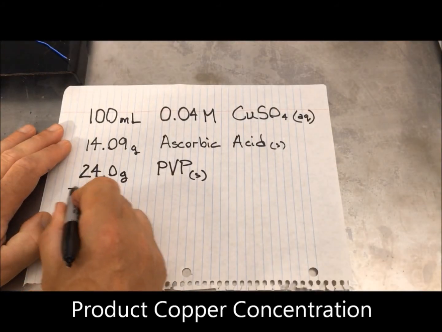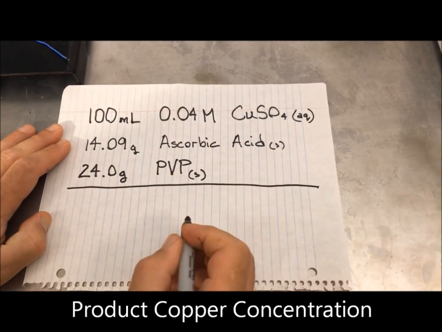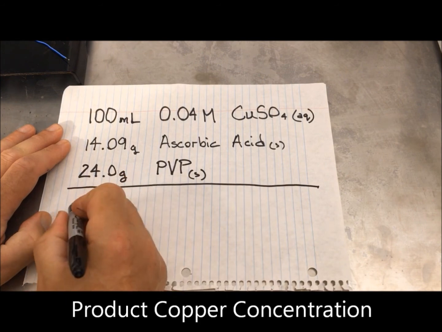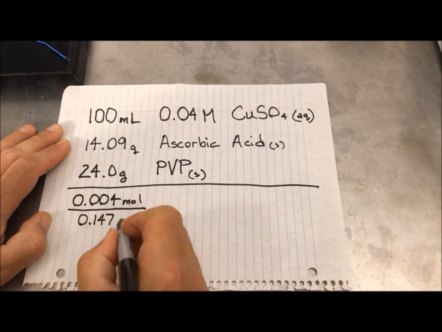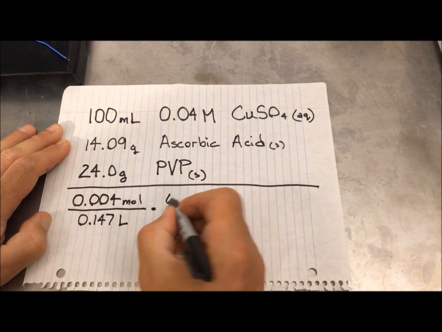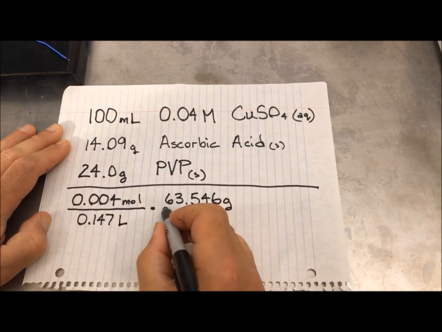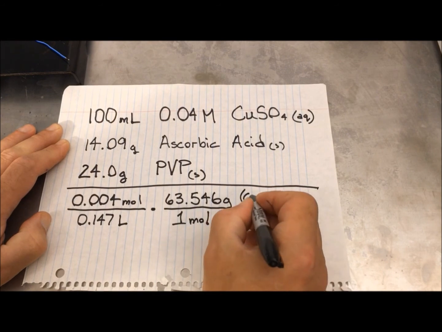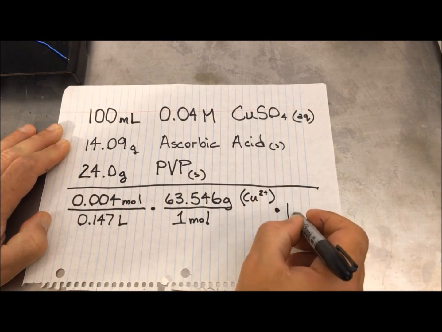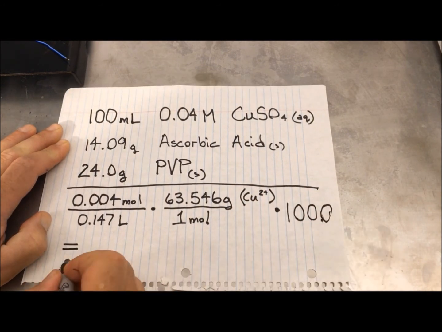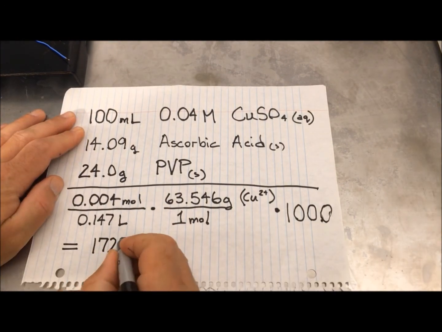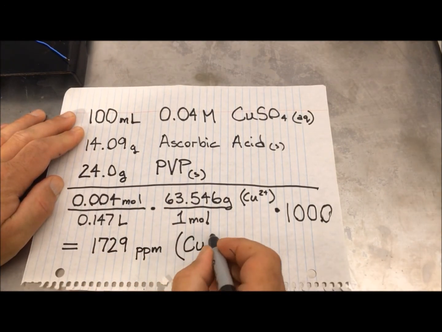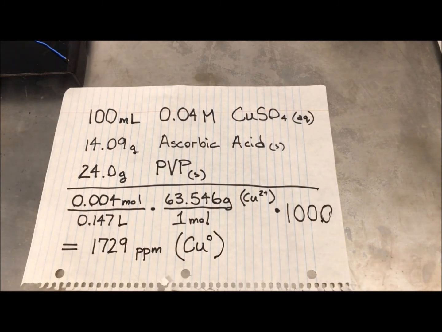So the last thing we need to calculate is the copper concentration, and we do that from the starting amount of copper 2 plus, the volume of the final product, and the molecular mass of copper, which here is about 1,729 parts per million. Let me just double check that.